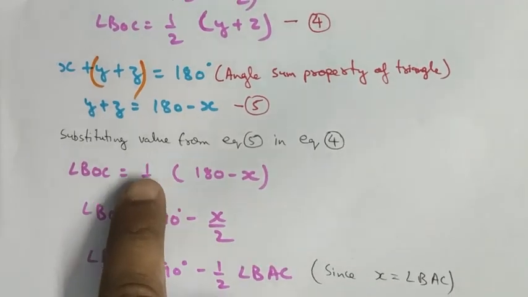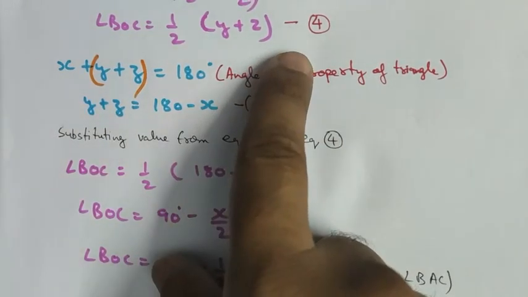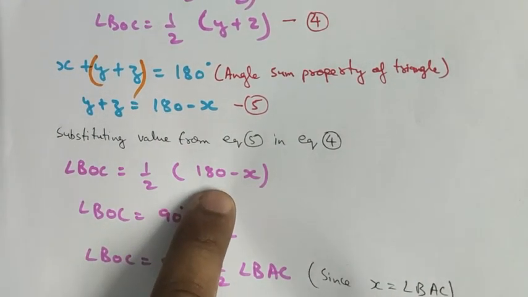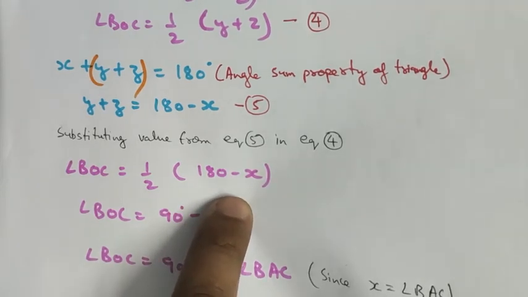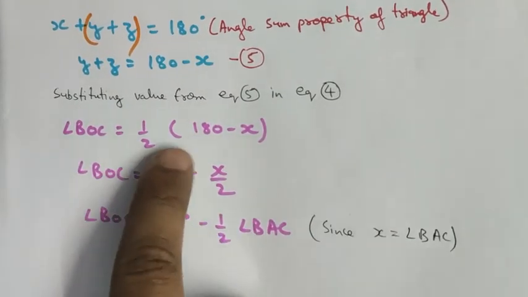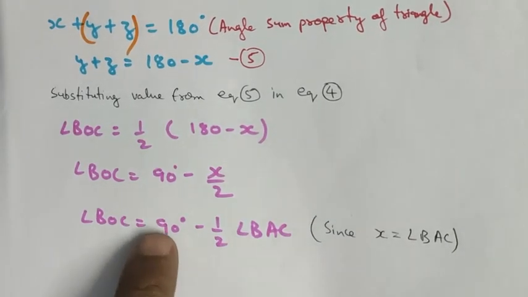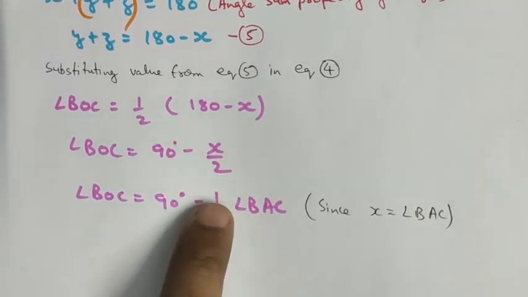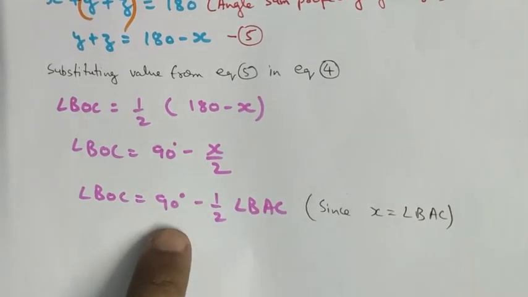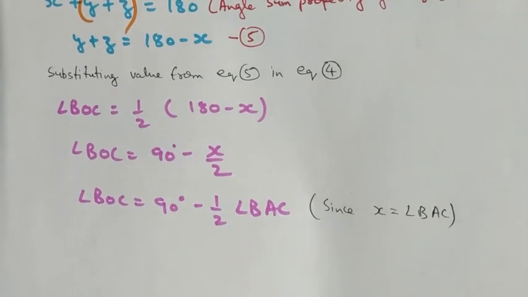Now we will simply substitute the value of Y plus Z from equation number 5 in equation number 4. So BOC equals 1 by 2 into, in place of Y plus Z, 180 minus X. So angle BOC will be equal to half of 180, that is 90 degrees, minus half of X, that is X by 2. So BOC will be equal to 90 minus half of X, and since X is equal to angle BAC, we can write it as 90 minus half of angle BAC. This is what we had to prove in this question, hence proved.